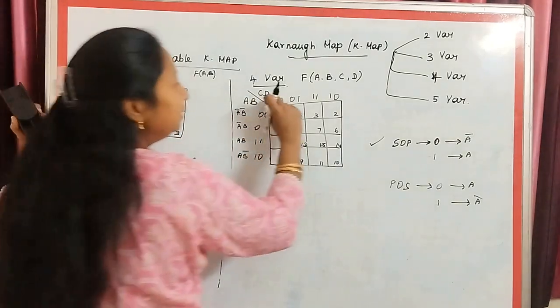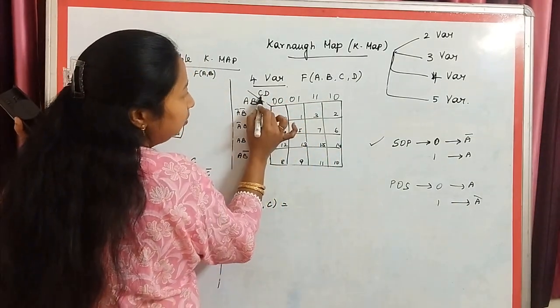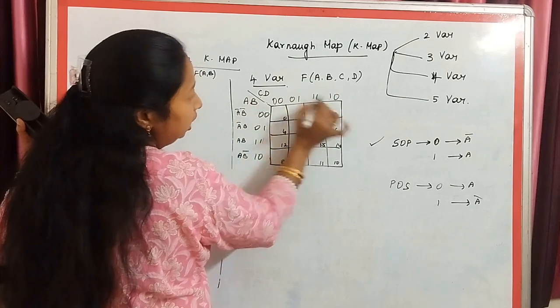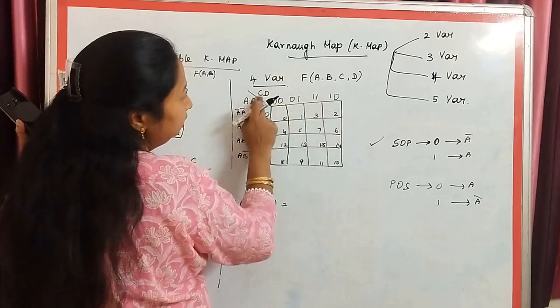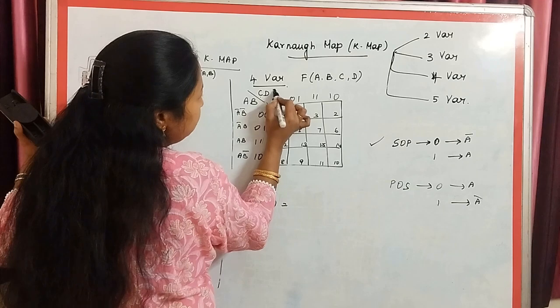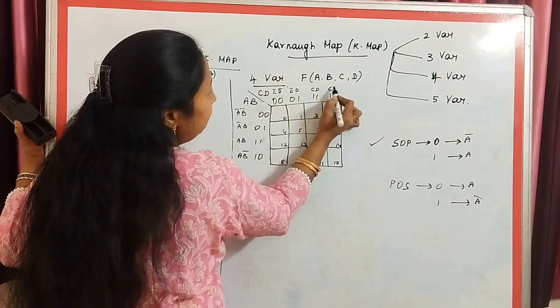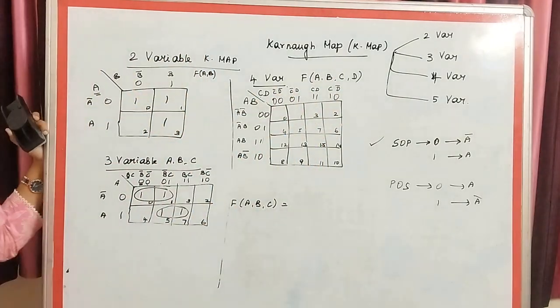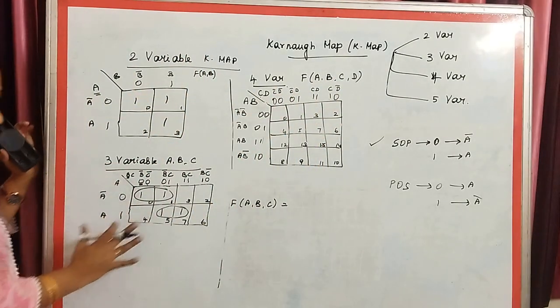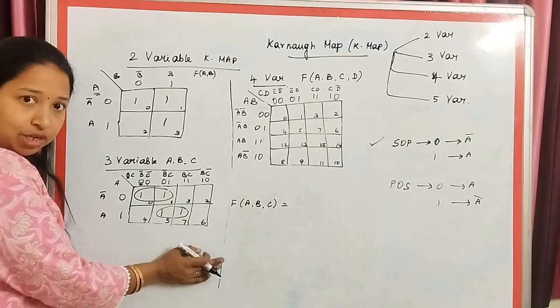Clear? In a similar way, here the first digit corresponds to C, and the second digit corresponds to D. So give me the terms. It is C bar D bar, C bar D, C D, and C D bar. Clear? Now, based on this, we have to solve the equation.